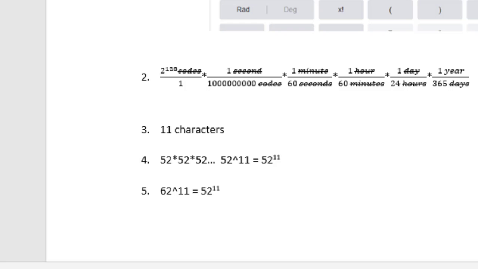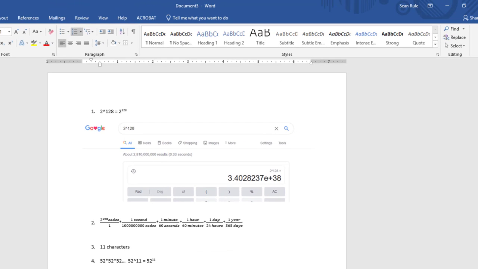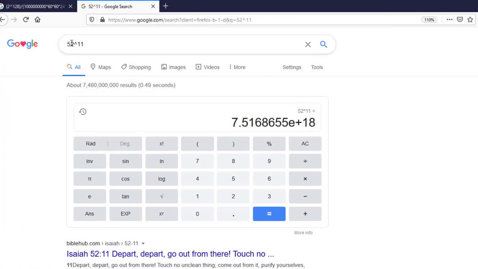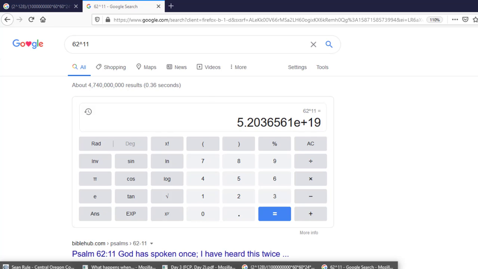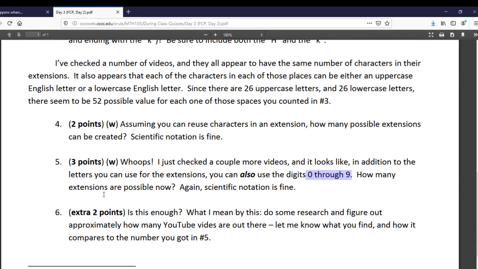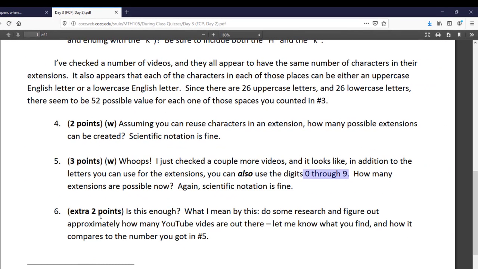And if you want to know how big that number is, I can change 52 to 62. It's going to be exponentially bigger. There you go. About 10 times bigger. Okay, now that's the technical end of the homework. That was the last question on the homework. I've lost it now. Hang on, let me find it. Here it is. This number 6 is extra.